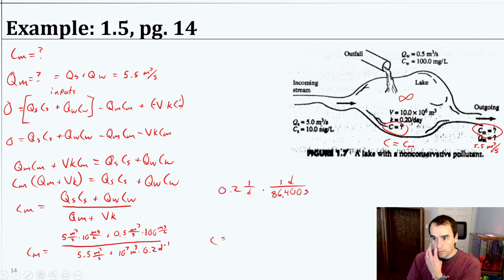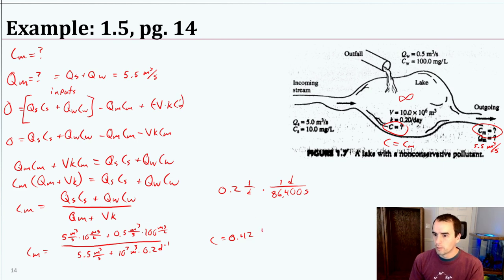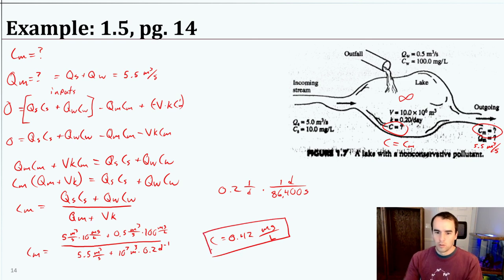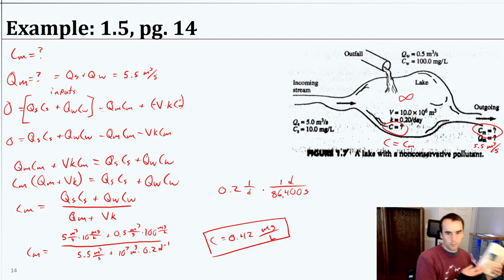Considering for a moment what we started with, the incoming stream had 10, the wastewater stream had 100, and the final value of 0.42 sounds like it's possible. 0.42 milligrams per liter. So that should be the final answer, and just because I have it right here, I'm going to go ahead and double check in the book to make sure I don't do something funny.